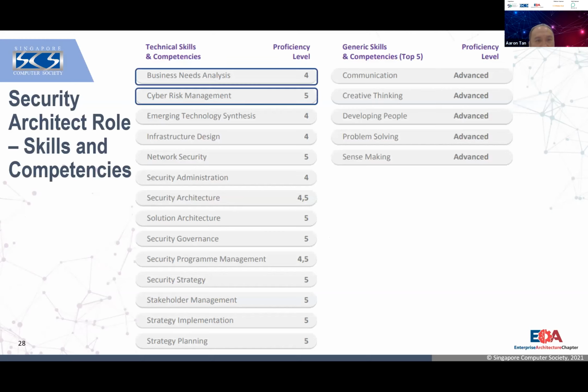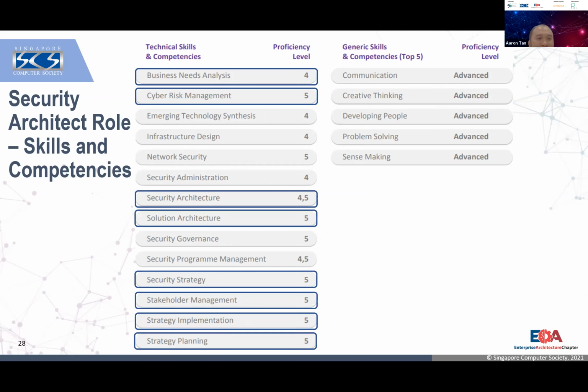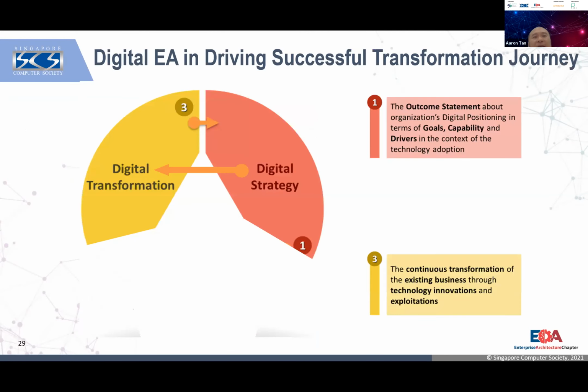In terms of the role, we also need to know about business need analysis, cyber risk management, security architecture, and of course solution architecture about the products being developed. Also security strategy, and how we're going to adopt it. Stakeholder management is also very, very important, as well as strategy implementation and strategy planning. All aligning with the role of security to help the organization. In terms of enterprise architecture, I think this is what organizations are typically setting up currently. They have developed a digital strategy and then they go to the transformation.